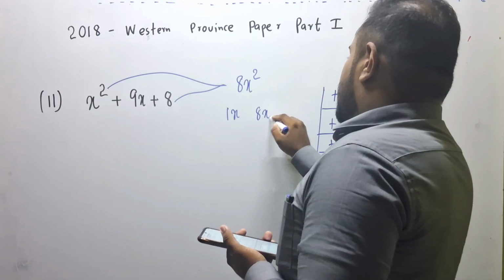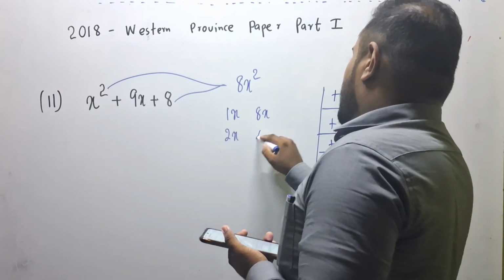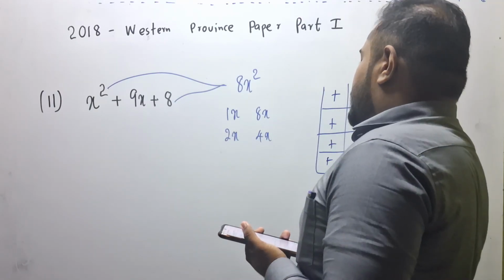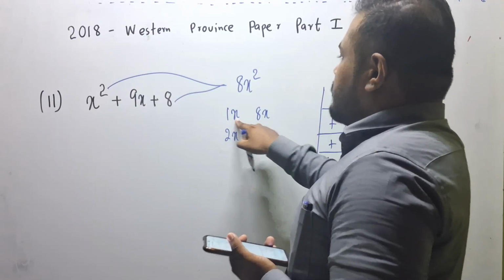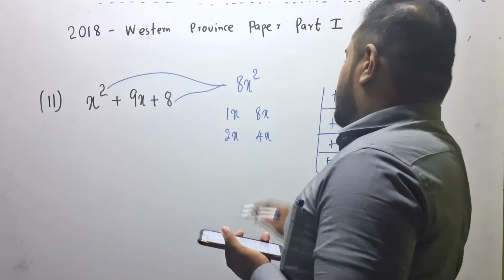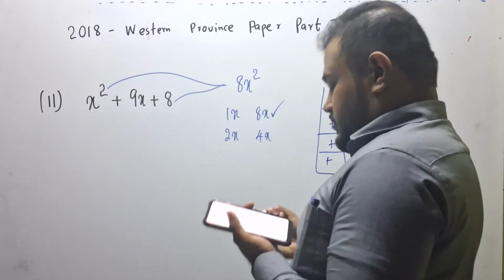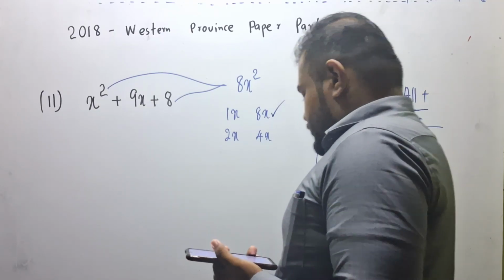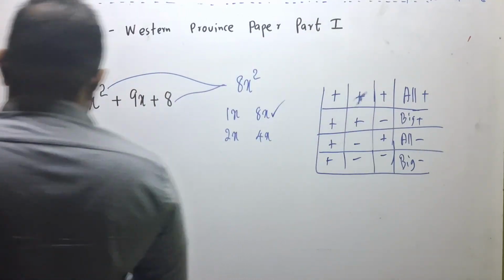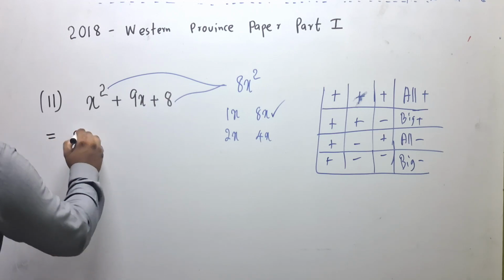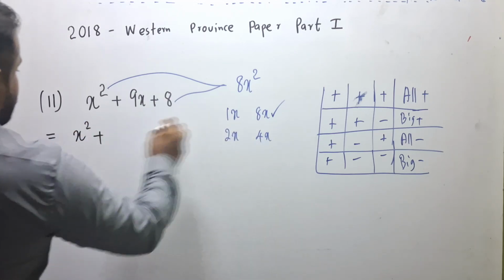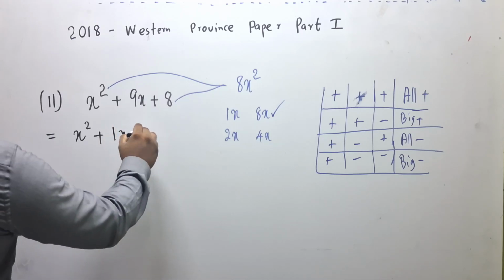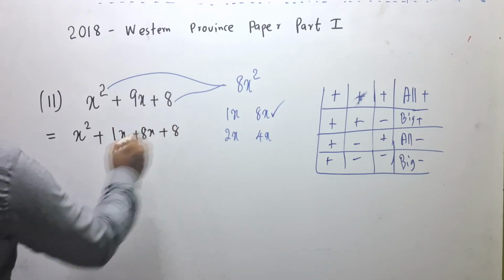1x into 8x, 2x into 4x. Then think from what addition it gives 9x. It gives from this one. So choose that one and write x squared plus 9x as x squared plus 1x plus 8x plus 8.